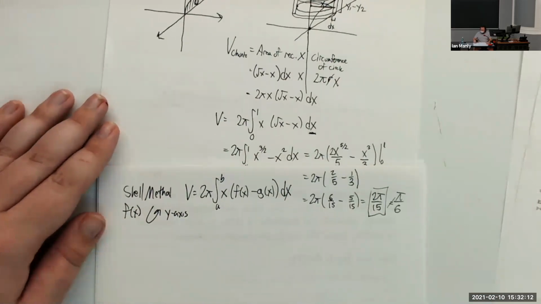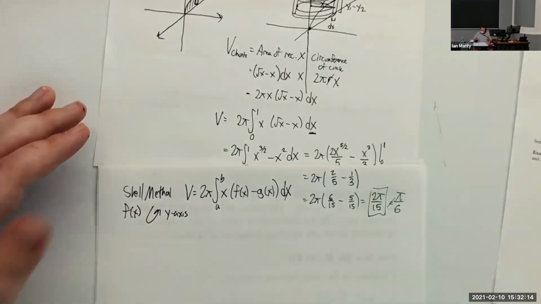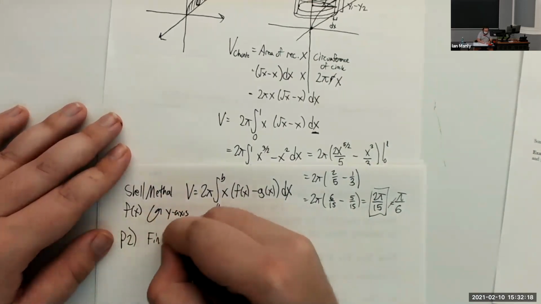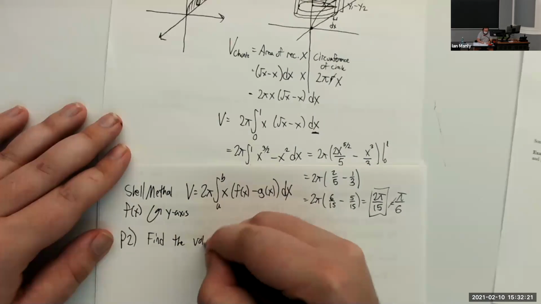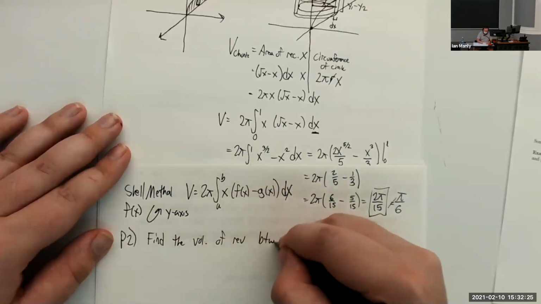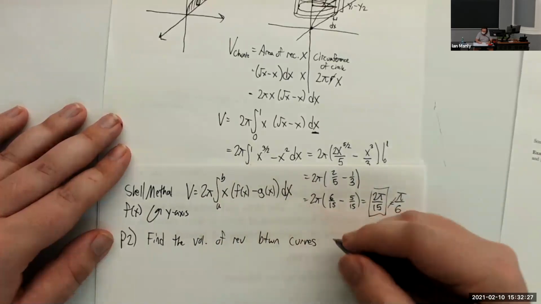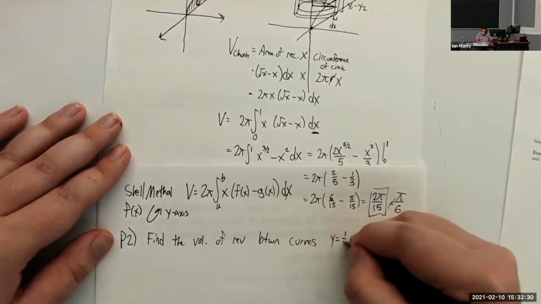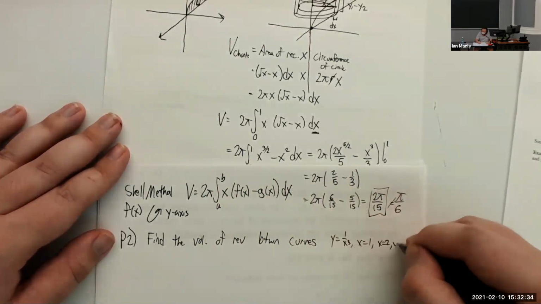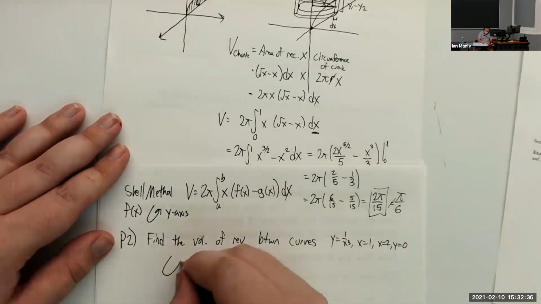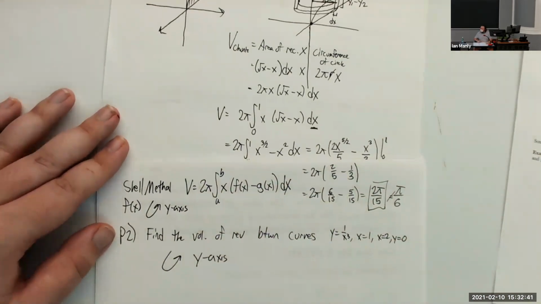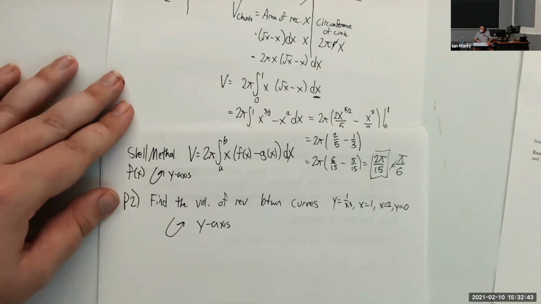All right. So with that in mind, let's go ahead and take a look at an example here. So practice 2, find the volume of revolution between the curves. Let's see. y is 1 over x cubed, x is 1, x is 2, y equals 0, and we're spinning this around the y-axis. So go ahead and give this a try.